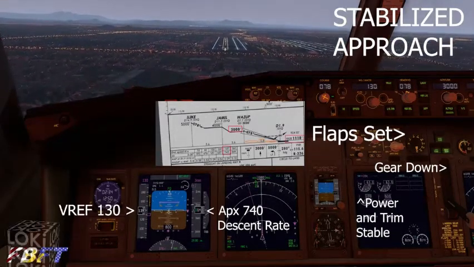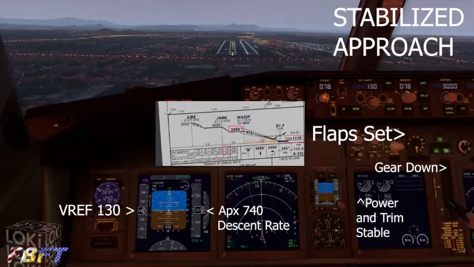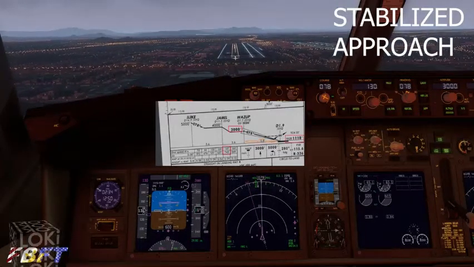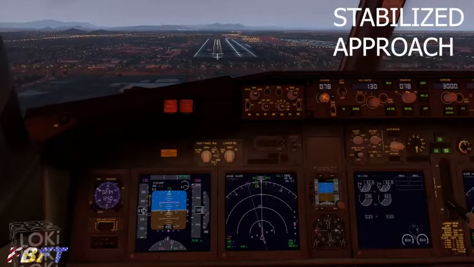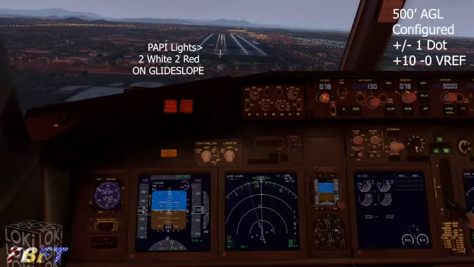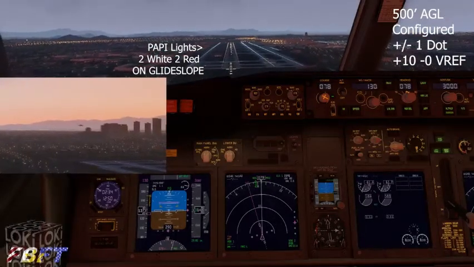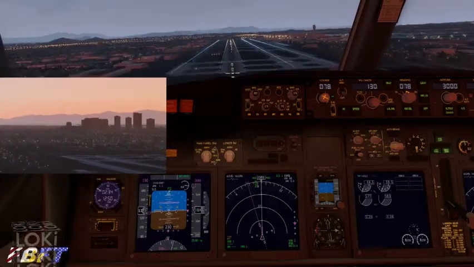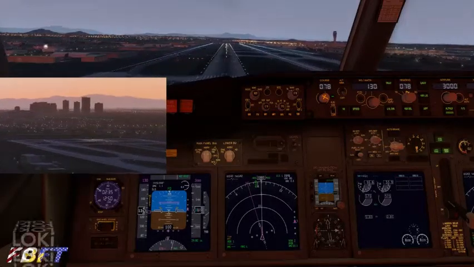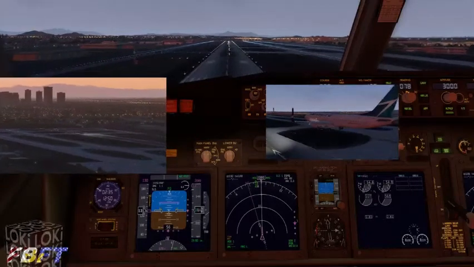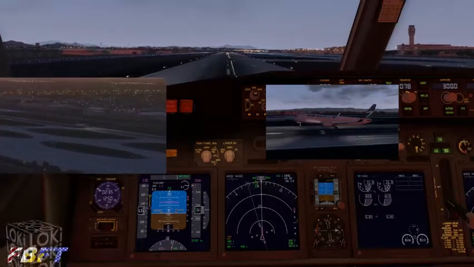So, as you go to practice, if you're a fan of the Zibo 736, practice makes perfect.